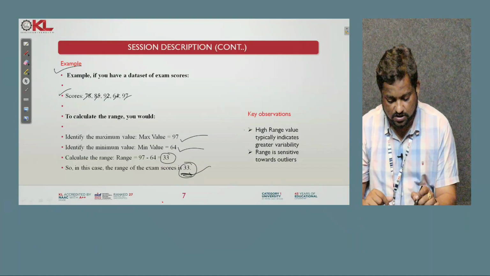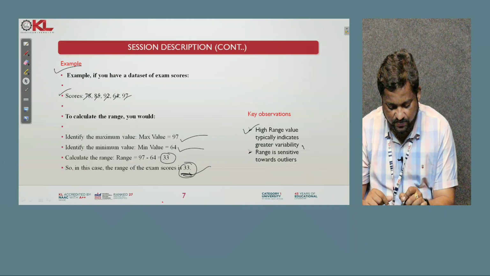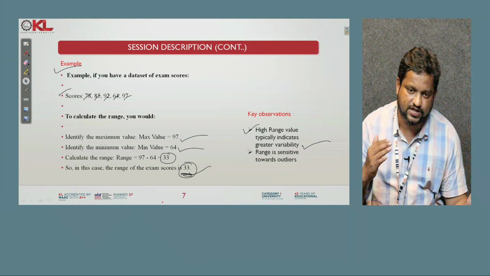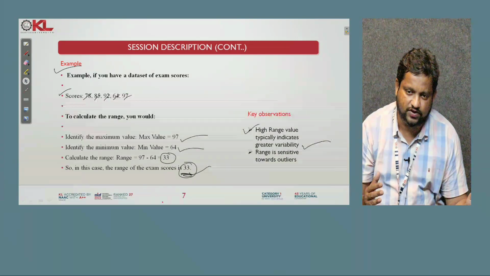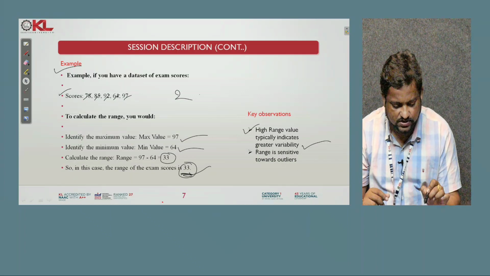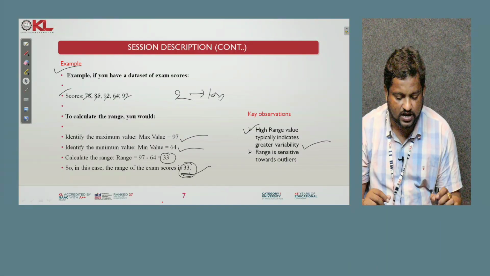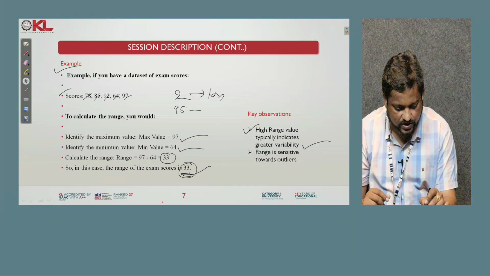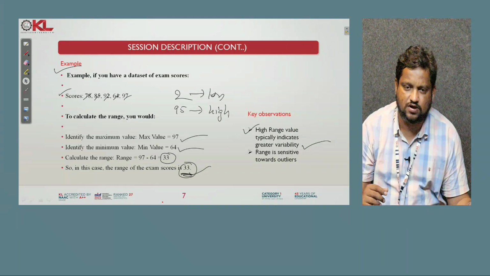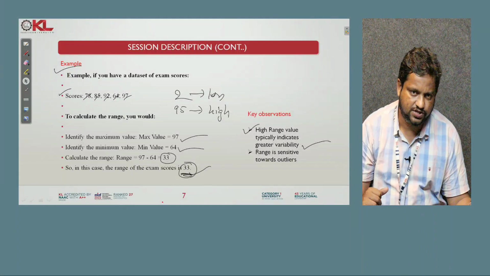So a high range value typically indicates greater variability. When the range value is high, then we can say that variability is more. Suppose the range value is 2, then variability is less. Suppose the range value is 95, then variability is high. Depending upon the value of the range, we can understand what variability the underlying data set has. So this is one of the tools.